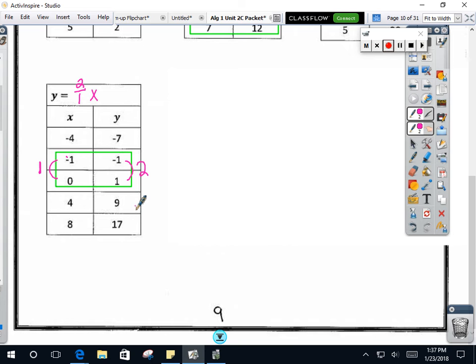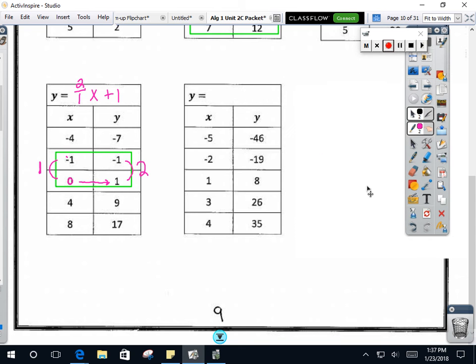Okay, now let's find the b. Is the b easy to find in this one? Yes, it's right there. 0, 1. Anytime your x value is 0, its corresponding y value is the y-intercept. Okay, try the next one by yourself. Let's go over it.